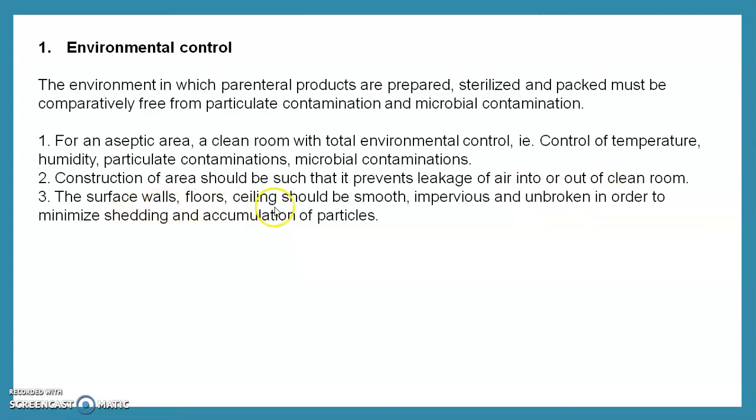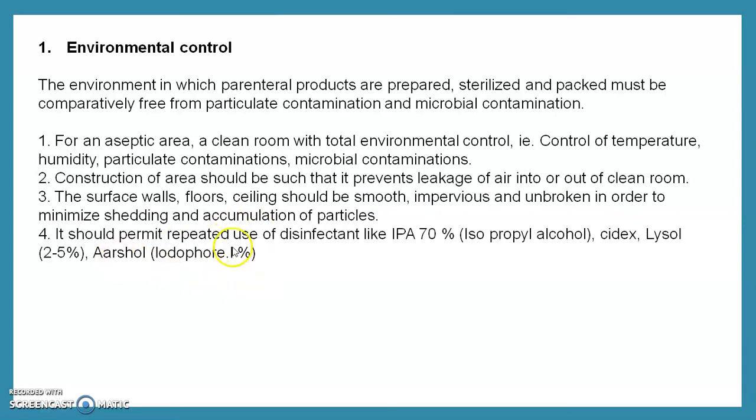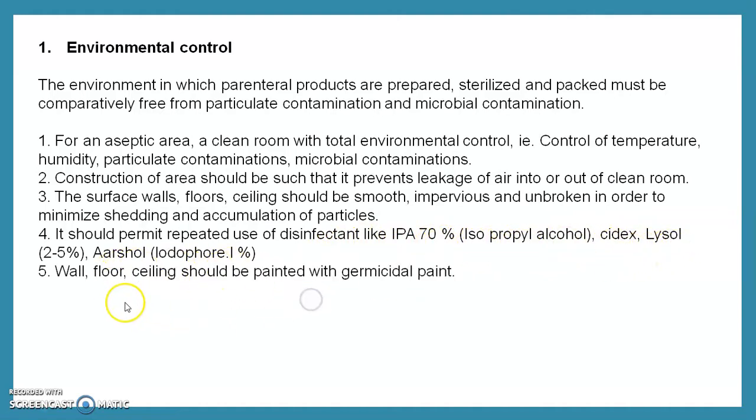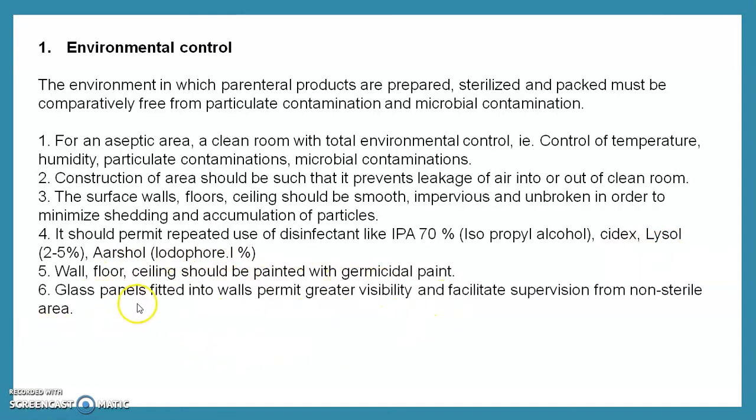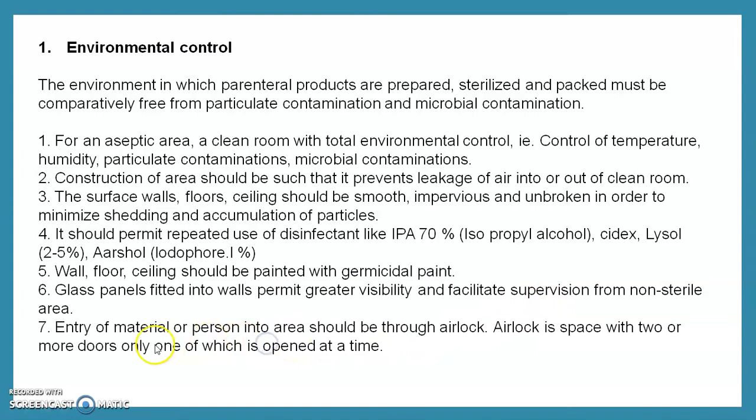The surface of walls, floors, and ceiling should be smooth, impervious, and unbroken in order to minimize the shedding and accumulation of particles. It should permit the repeated use of disinfectants like IPA 70%, that is isopropyl alcohol, Savlon, Lysol, and aerosol. Then wall, floor, and ceiling should be painted with germicidal paint. Glass panels fitted into the walls permit greater visibility and facilitate supervision from the non-sterile area.